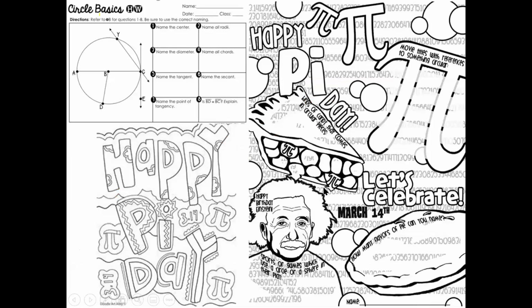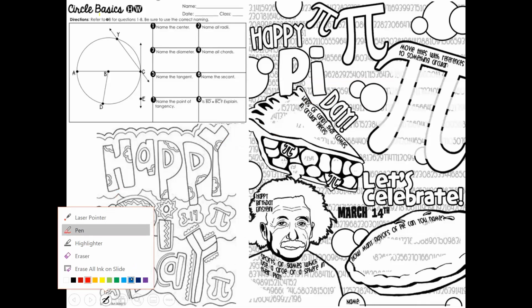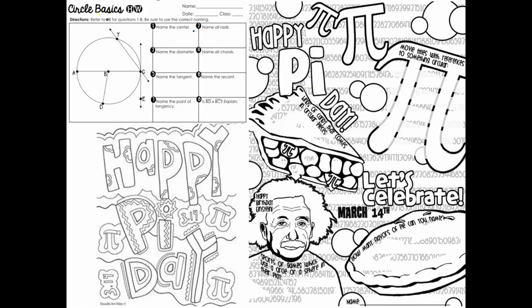Once you're done with that, if you are in class, the back of your paper will have the pi celebration. All you have to do is just color it. And then I have a basic worksheet on circles. Name the center. Well, the center here is center B. Name all the radii. All the radii are these segments that go from the center to the edge of the circle. So you could do AB, BC, and BD.